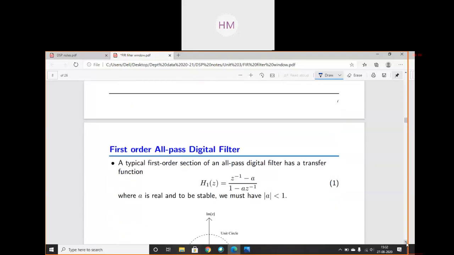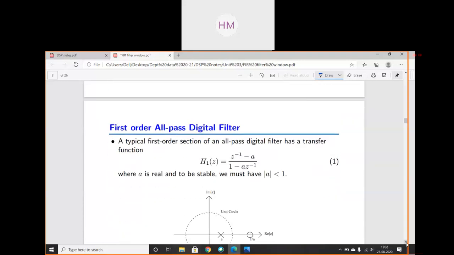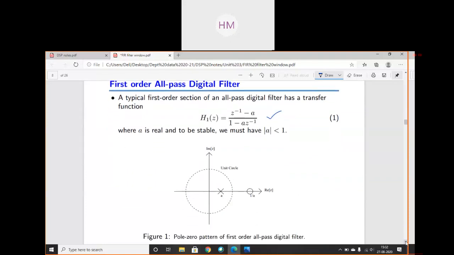These all pass filters we will not discuss in detail. You should just know how the first order all pass digital filter equation is represented. A typical first order section of an all pass digital filter has the transfer function H of z equal to z inverse minus a upon 1 minus a z inverse. So all pass digital filter comes under your IIR filter section, where you will have both poles and zeros.